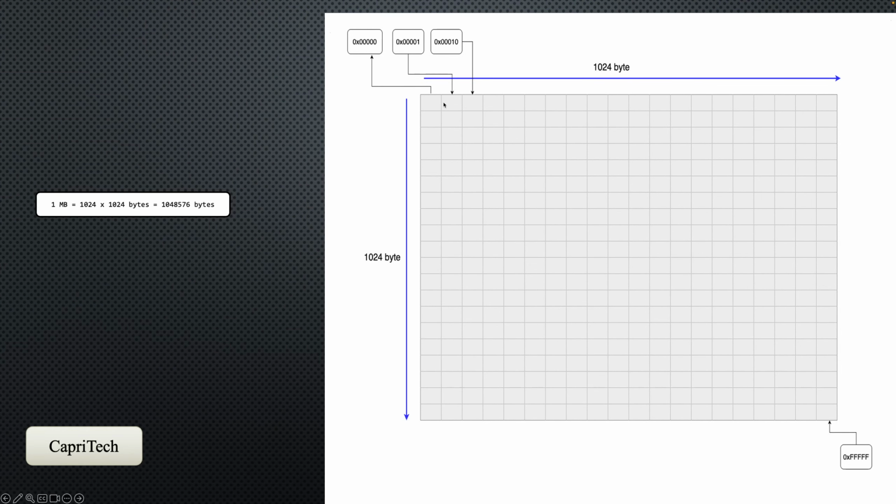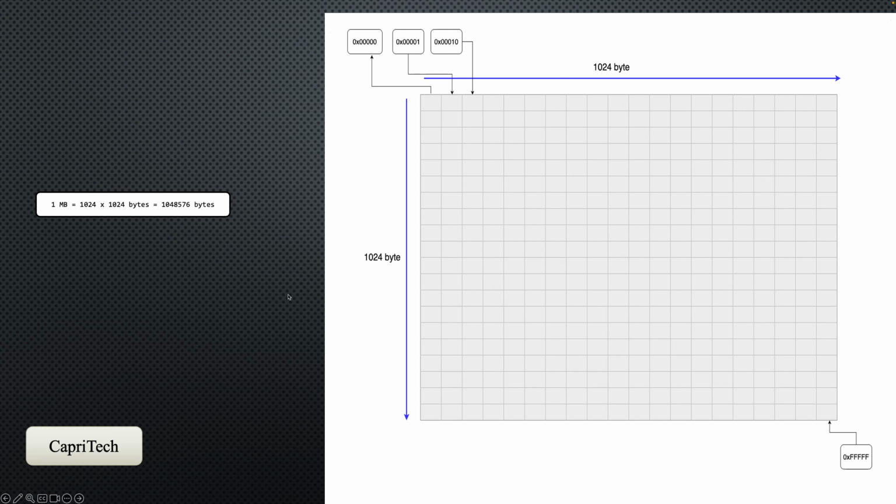You can see all these squares are memory blocks, and each memory block is addressed, and its address is represented in hexadecimal format. They are sequential, and each byte is addressable in the memory. There is a reason why each byte is addressable, not each bit: the CPU, or Central Processing Unit, reads data from the memory byte by byte. For 1 megabyte of memory, this is the first address, this is the last address.